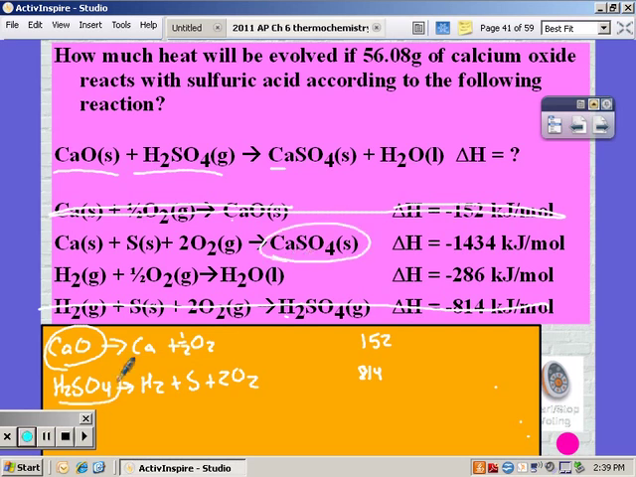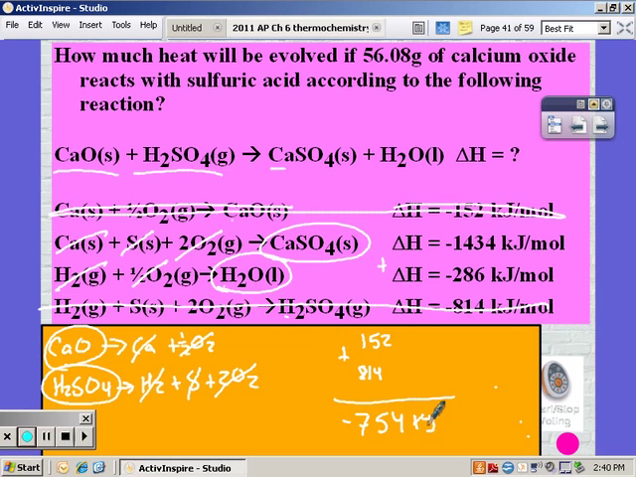And then we have water as a product. And in the third equation, we have water as a product. So we're going to leave that equation alone as well. Cross things that are on both sides to make sure everything else crosses out. They do, so now we can add our delta H's up. And again, that's 754 kilojoules per mole, and we had 1 mole of calcium oxide.